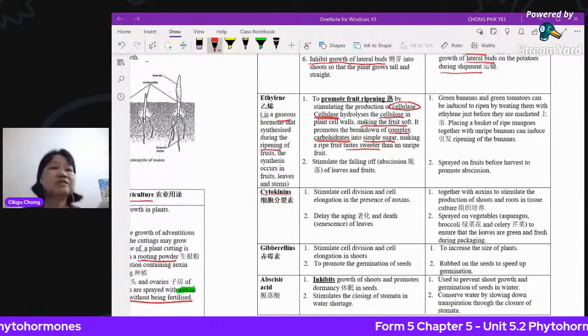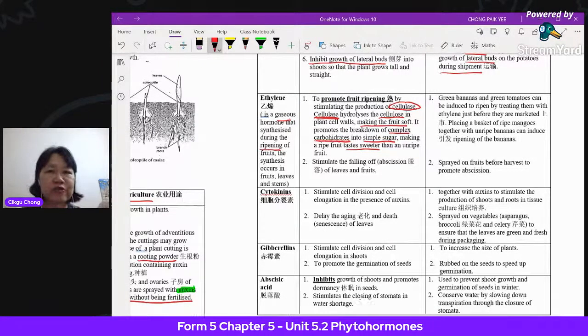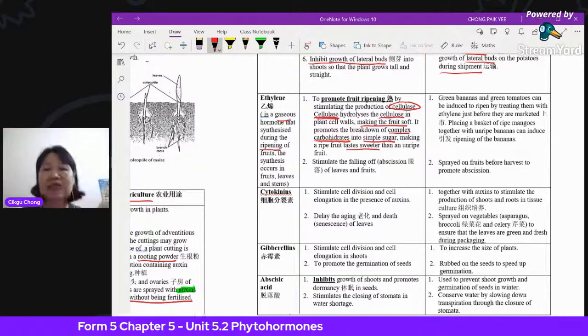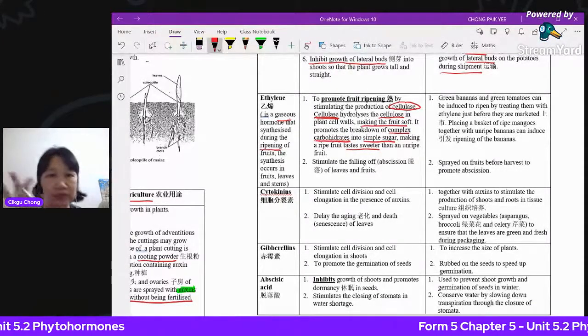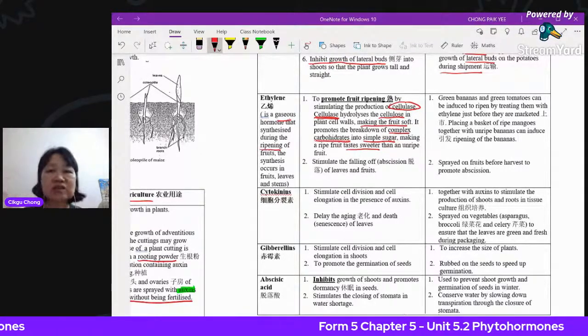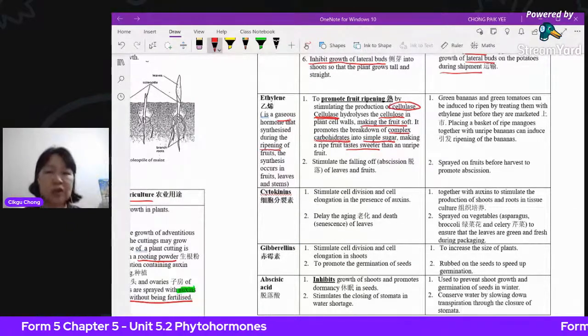That's important, that's what the question sometimes asks you: why do fruits that are ripened taste sweet? Now you know. It's because of cellulase being produced. It breaks down the cellulose and it causes the cells to become soft. And another thing is it converts the carbohydrates into simple sugars, which taste sweet.